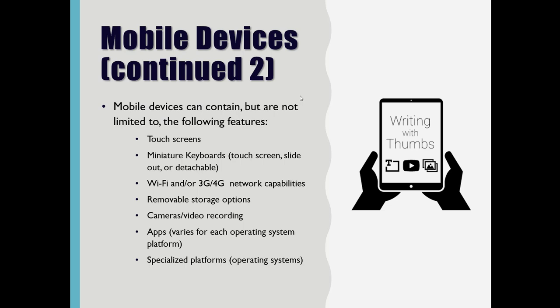Cameras and video recording, and that's gotten light years better. It's almost rare to see somebody have an actual camera unless you're a professional photographer or an enthusiast or a hobbyist. Most people rely on their cell phone. So that's that convergence we talked about of different technologies from many modules ago. And then specialized platforms like your operating system. And we are so used to typing with our thumbs now, as you can see in that photo over there to the right.